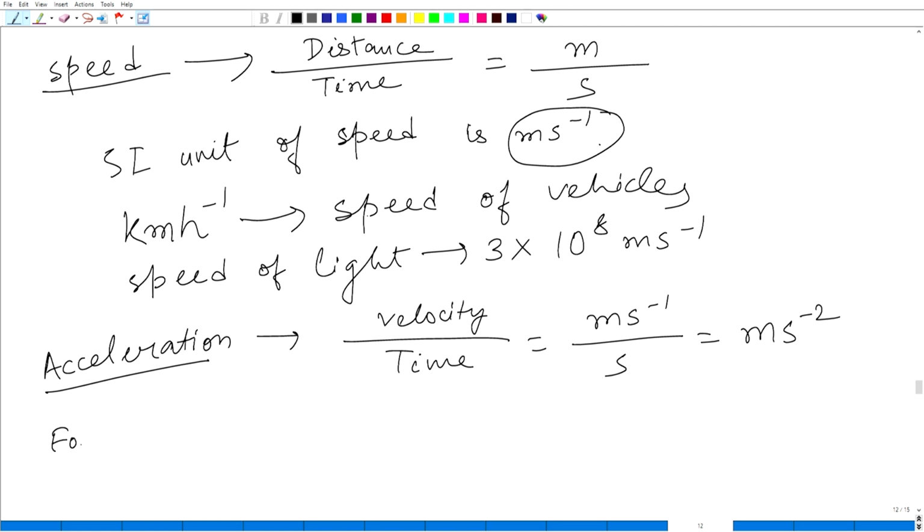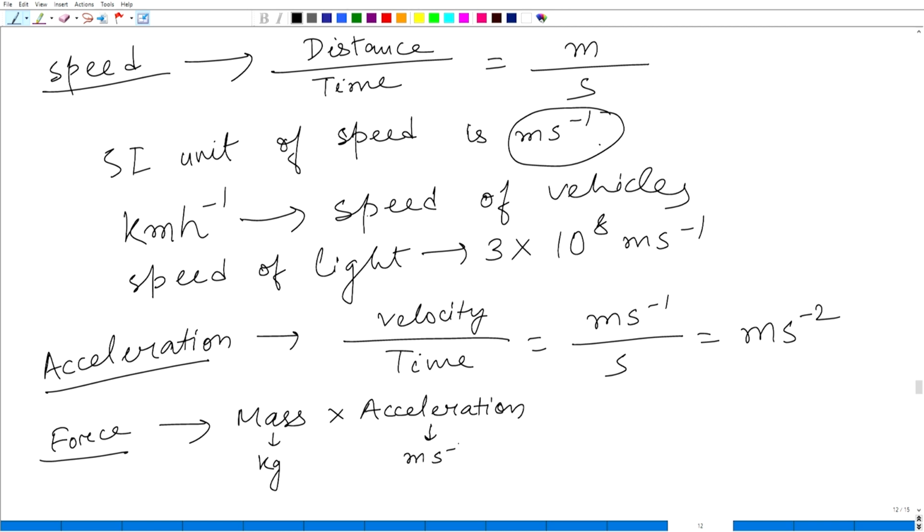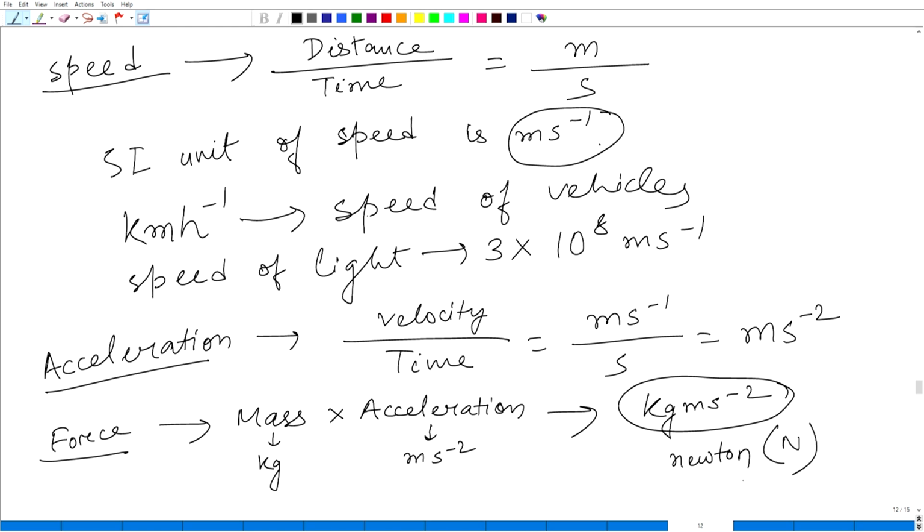Similarly, when we talk about force, what is force? Force is mass into acceleration. So, unit of mass is kg and unit of acceleration is meter per second square. So, the unit of force is kg meter per second square. This is also known as Newton, which is written as capital N. Okay.